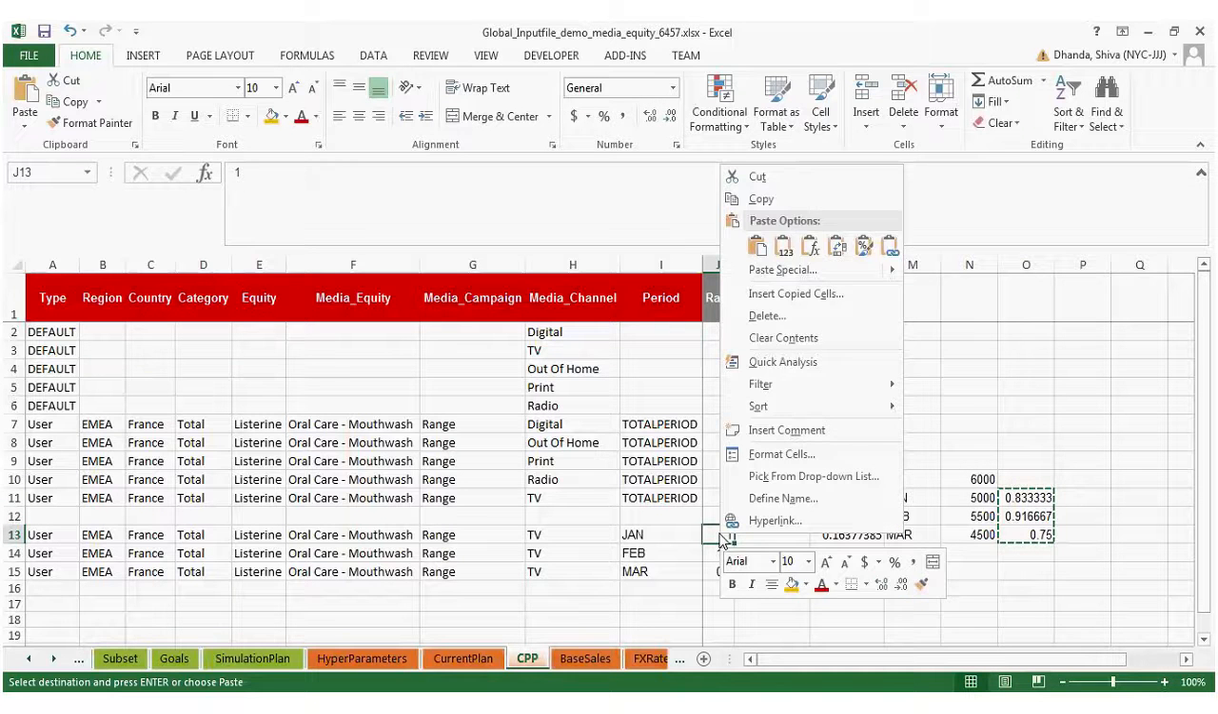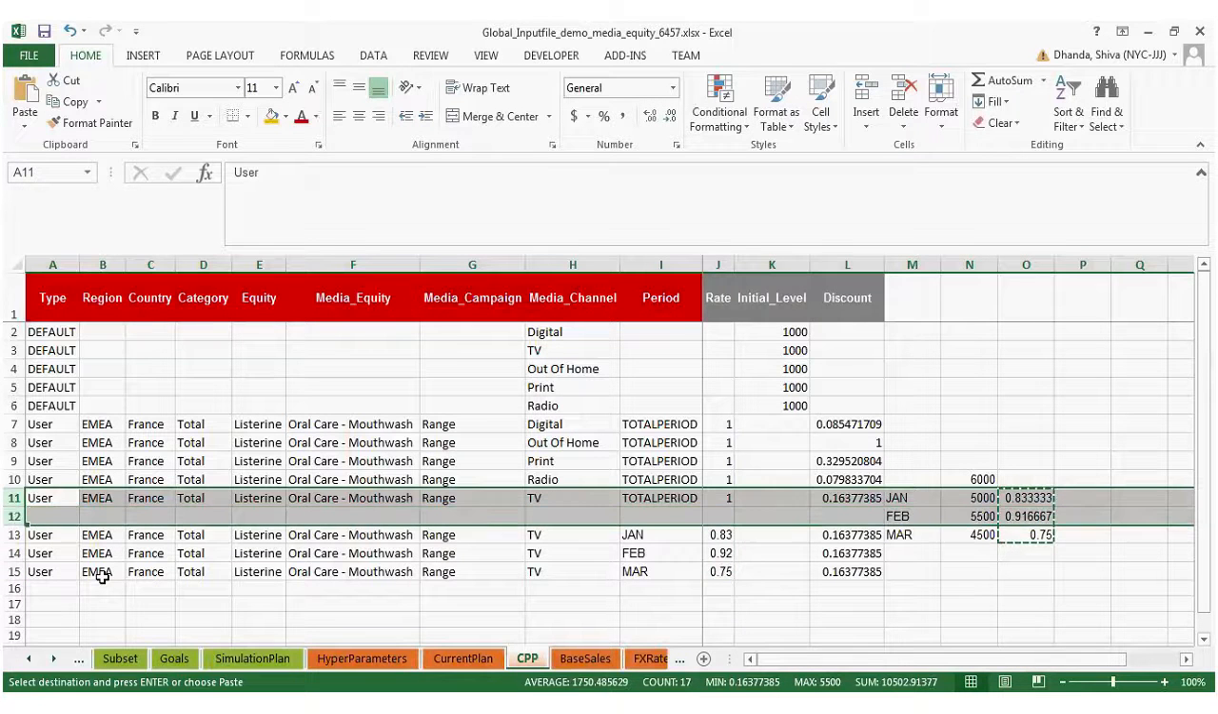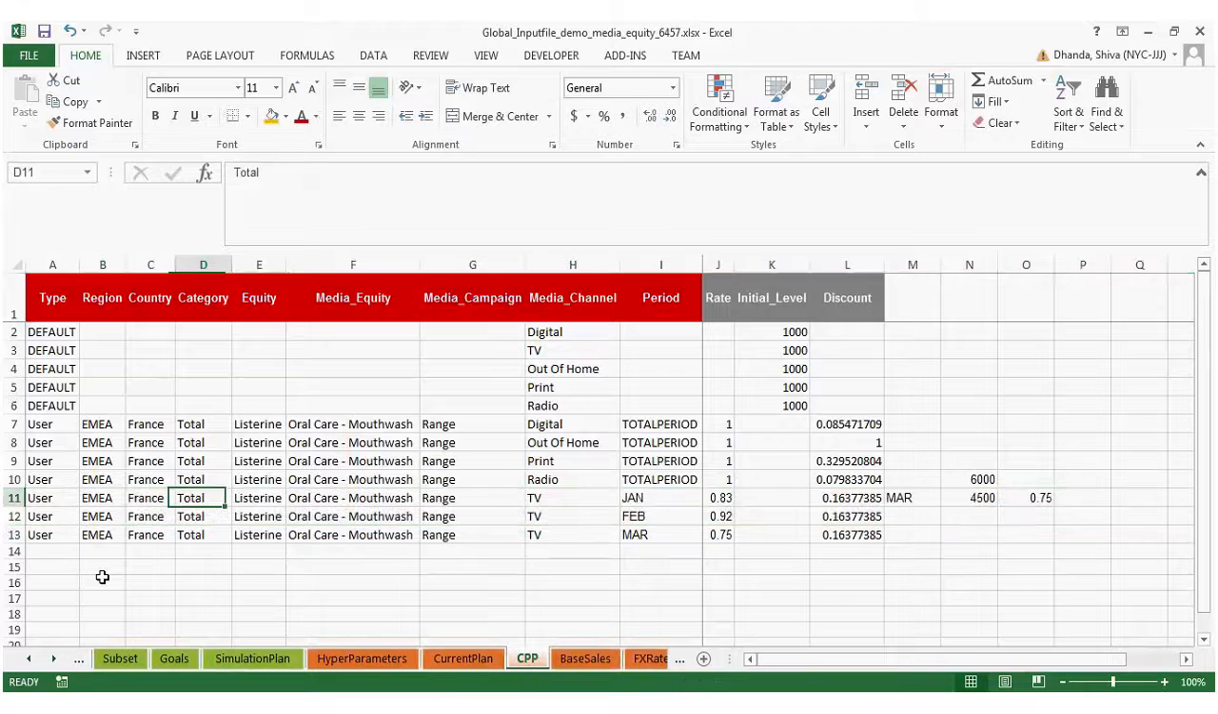I would just use these now. And this is how you would go about inputting cost per points. And then I would just also remind you to remove the total period line.